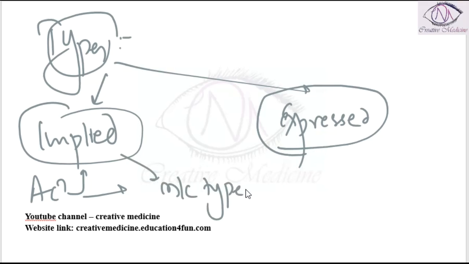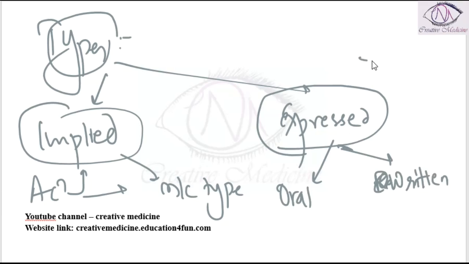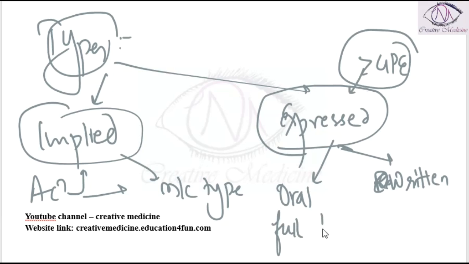Expressed consent. Expressed consent is of two types. Expressed consent can be given either orally or in written form. Any procedure beyond the general physical examination requires an expressed consent. Such expressed consent should always be informed and expressed. Full disclosure to the patient is done.